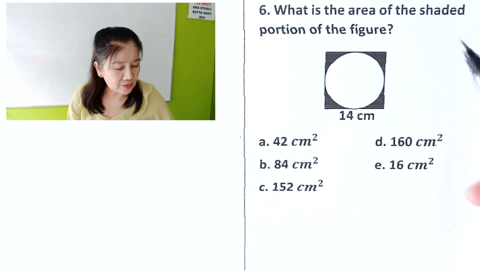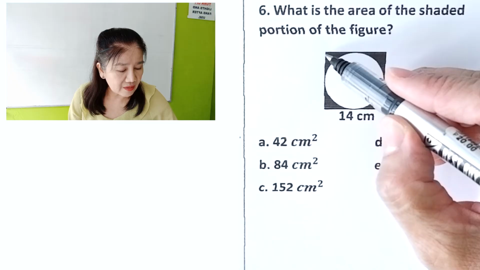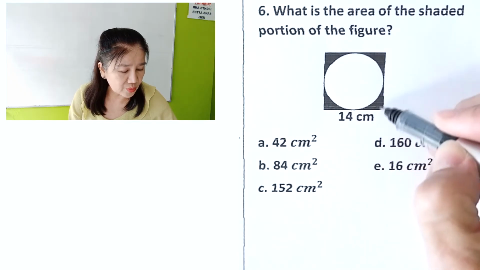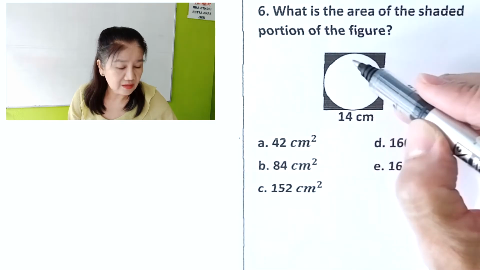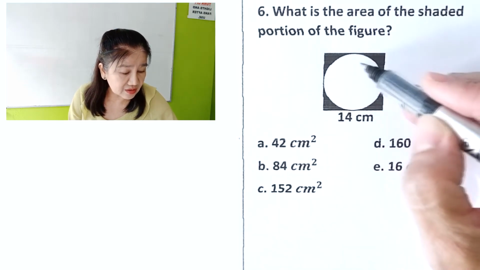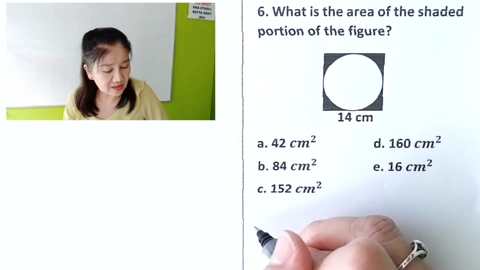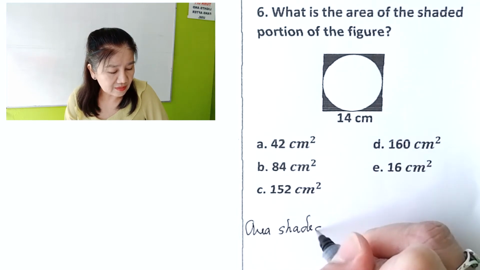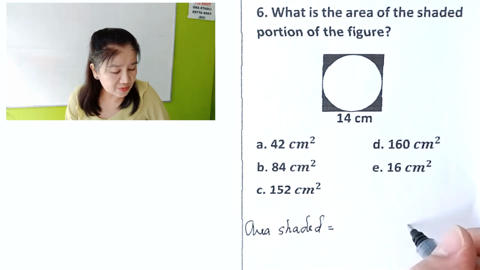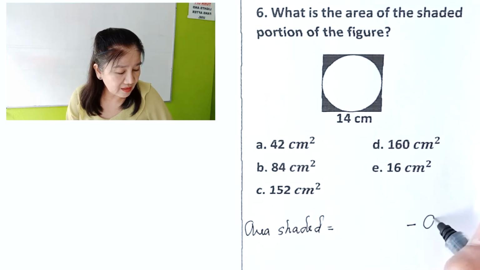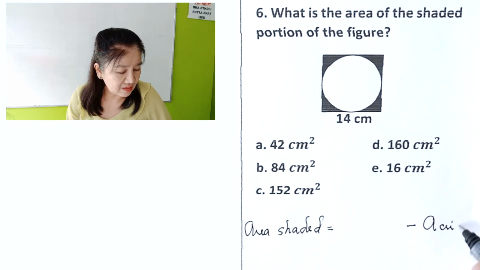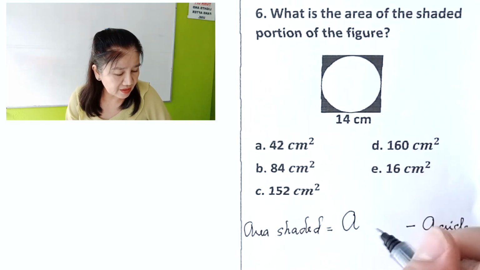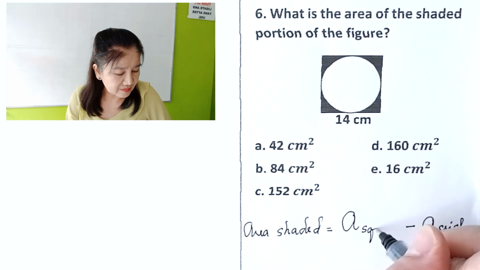Okay, so as we have discussed in problems 4 and 5, this is a square, right? And you have here a circle. So as you can see, to get the area of the shaded region, you have to subtract the area of the circle from the area of the square. There.